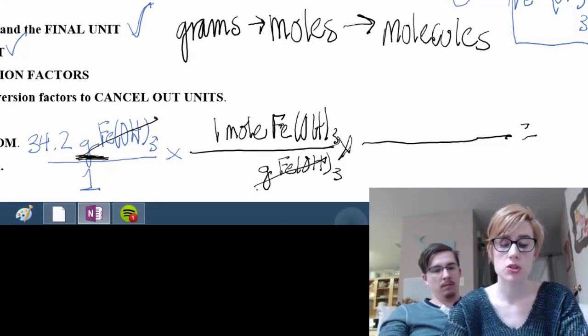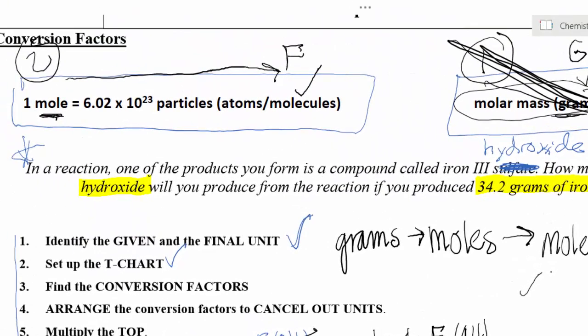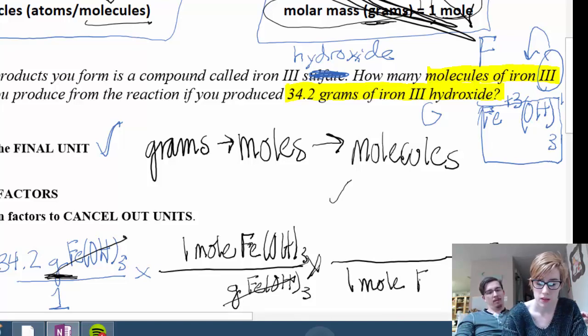Okay, so now we've done the first conversion factor. Now we're on to the second one, which is going to go right here, okay? So I have 1 mole, and then I also have 6.02 times 10 to the 23rd molecules. Which one goes on top and which one is going to go on bottom? Molecules goes on the top and moles goes on the bottom. Okay, why are we going to put 1 mole on the bottom? Because it's on the top on the previous one. Right, we want to cancel out moles.